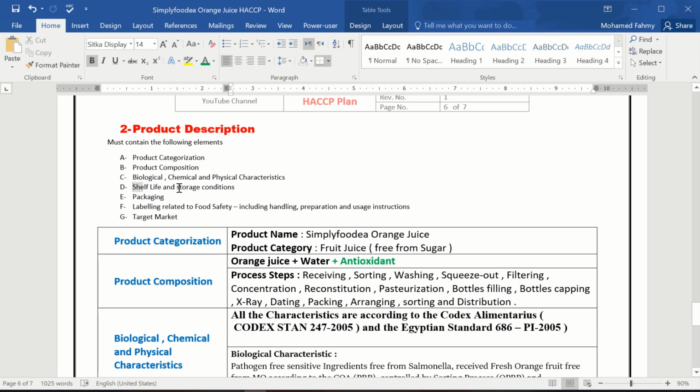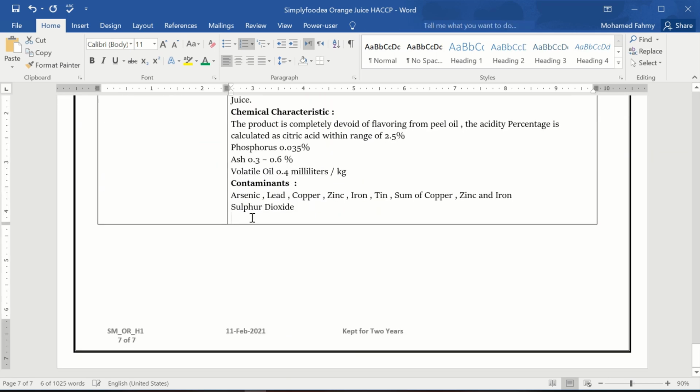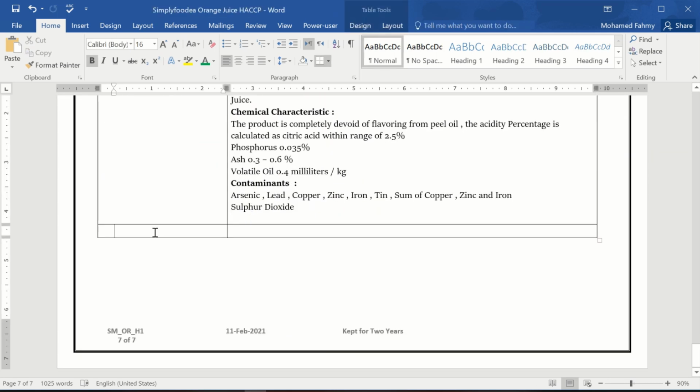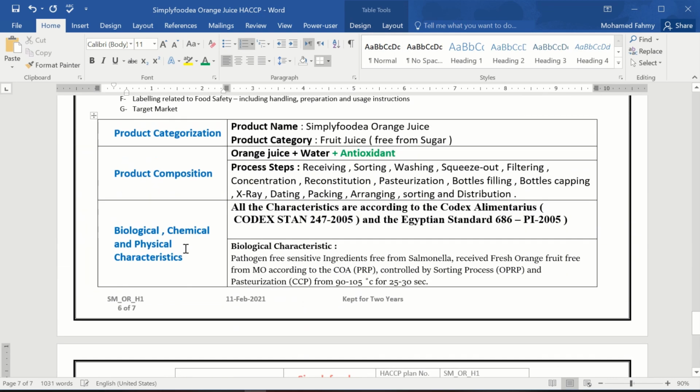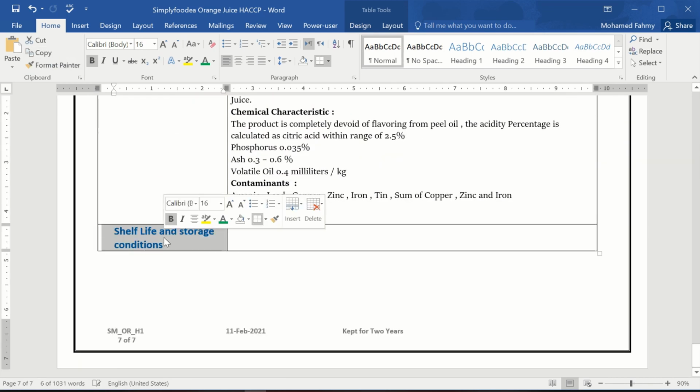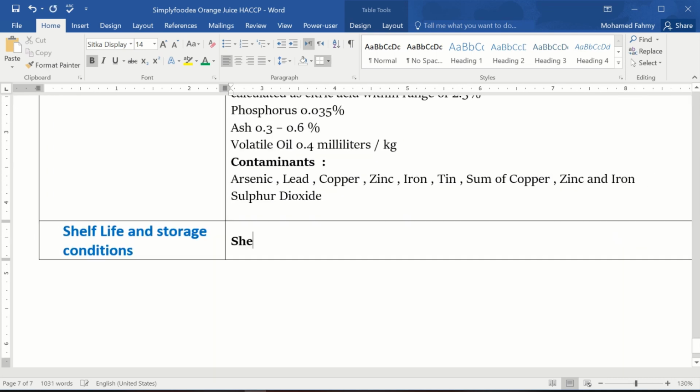Now we'll continue the product description. We'll continue about the shelf life. Okay, what about the shelf life? How can we write the shelf life? Format, shelf life, and the storage conditions. We'll start with the shelf life. What can we write in our shelf life?